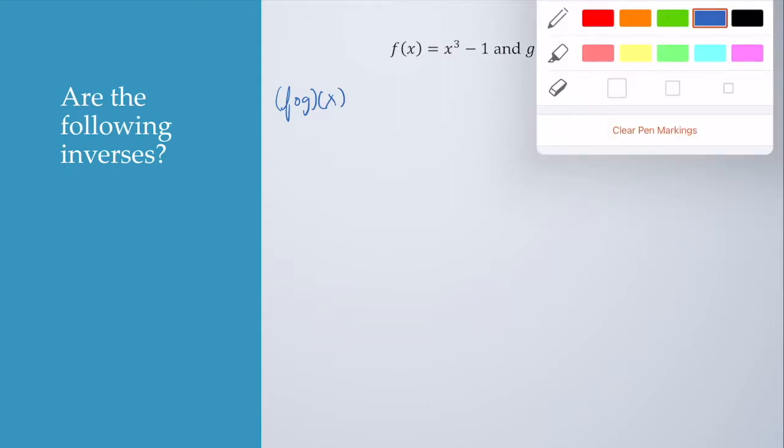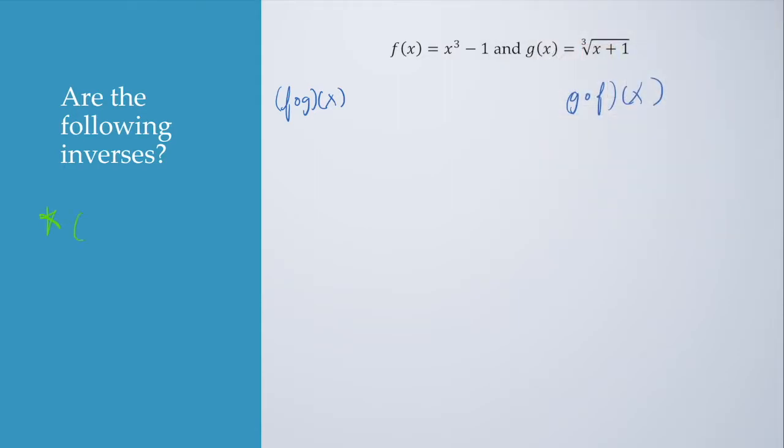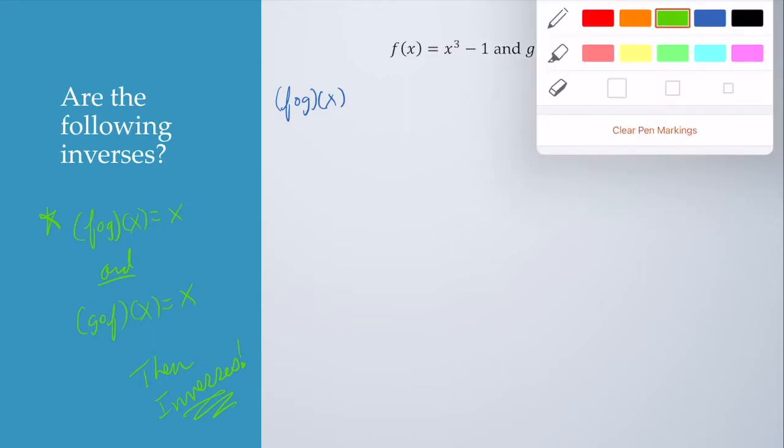If, and this might be a good thing to put on this slide in the future, if f composed with g of x equals x, and, so both must be true, g composed with f of x equals x, then they are inverses. So using the power of function composition, let's test this out.